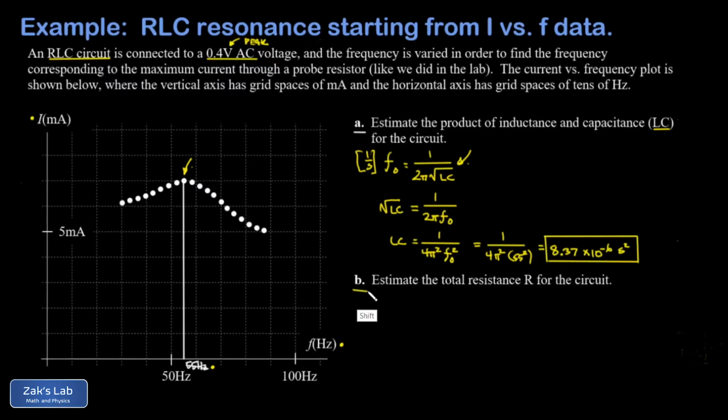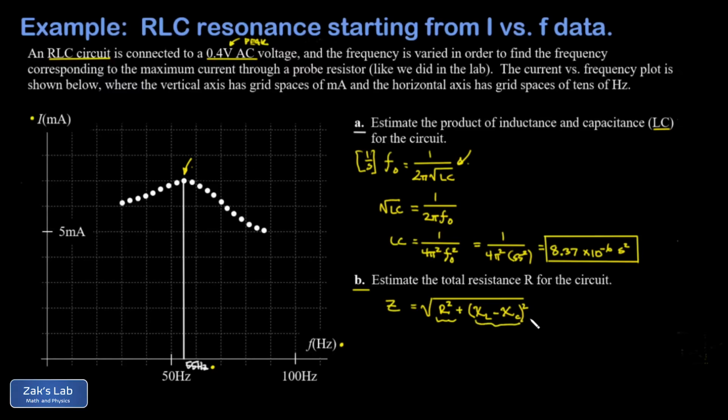Now in part B, I want to find the total resistance R for the circuit. The key concept here is to realize that the resonant frequency happens when the impedance of the circuit is minimized. Just a quick reminder of the impedance formula. This is the generalization of resistance that we have to use in AC circuits. So the impedance is made of the ordinary resistance, and that's what we're interested in this part.